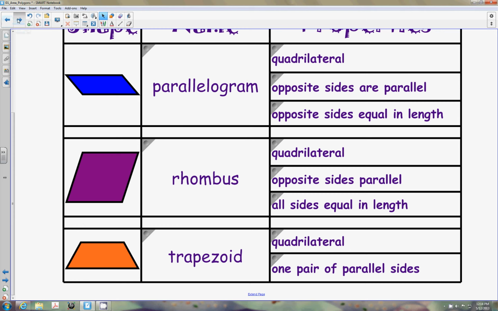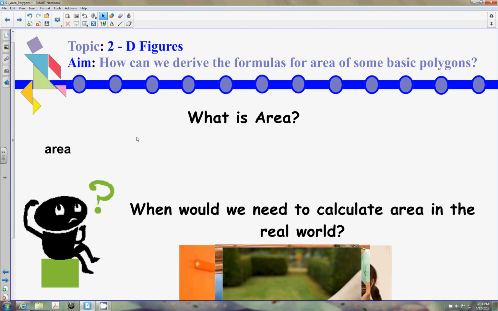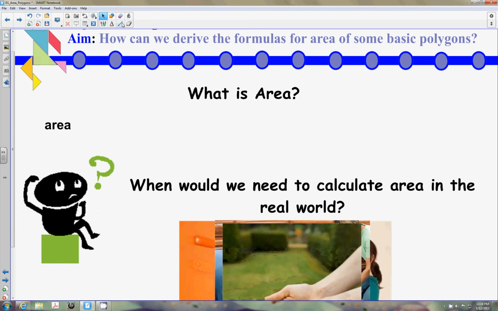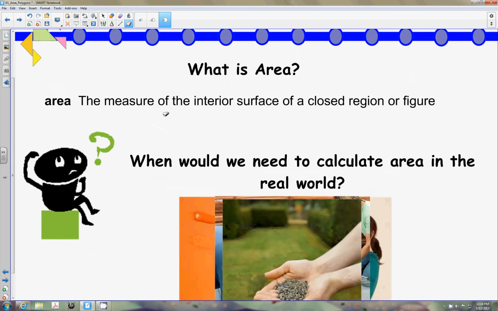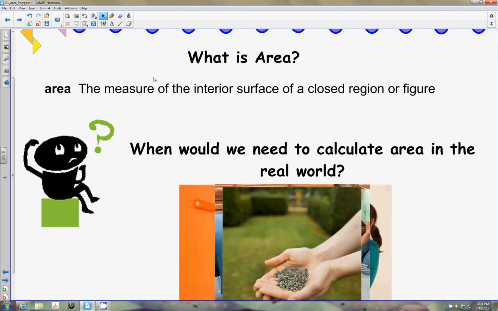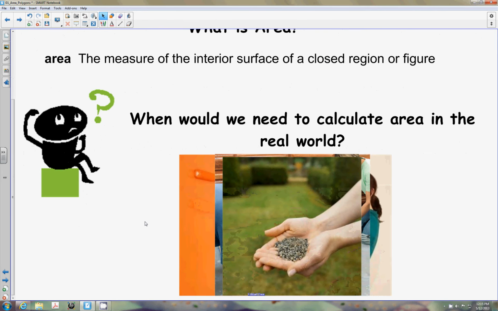All right, moving on to the main event. What is area? Area is the measure of the interior surface of a closed region or figure. All right, so your next question should be, okay, so who cares about area? When would we use it? All right, in the real world. So we've got some pictures here. Some of them are a little boring. Just give me some time.